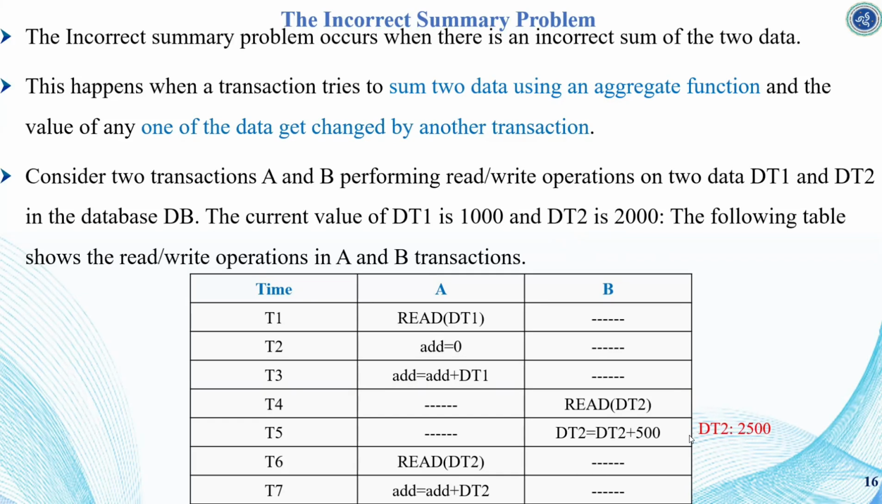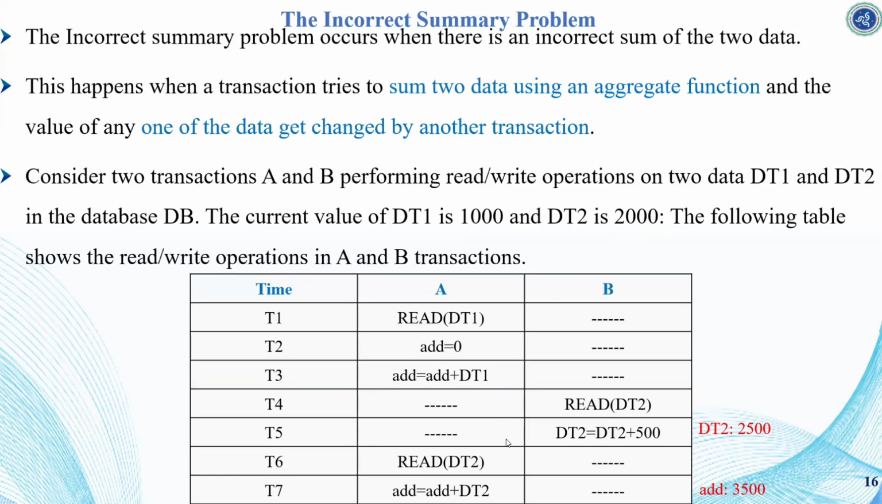Next, after updating, again I am reading DT2 by transaction A. So transaction A reads which value? Transaction A already has DT1, 1000, in the add variable. Then 2500 is what comes. So when DT2 is read, the DT2 value comes in. Now when we add, initially 1000 and 2000 summed would give 3000.